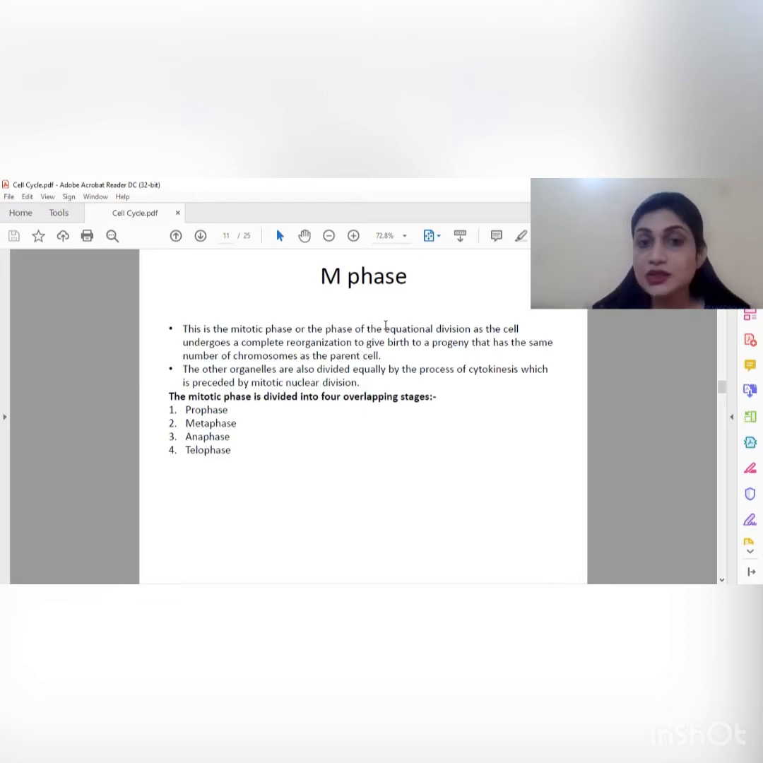So why is it called equational division? Because there is equal division of everything between the two daughter cells. The mitotic phase is divided into 4 overlapping stages: prophase, metaphase, anaphase, telophase. These are the 4 phases that are included in the M phase.